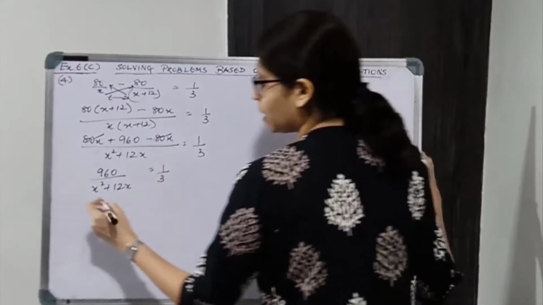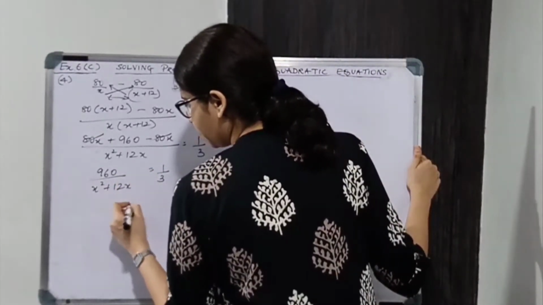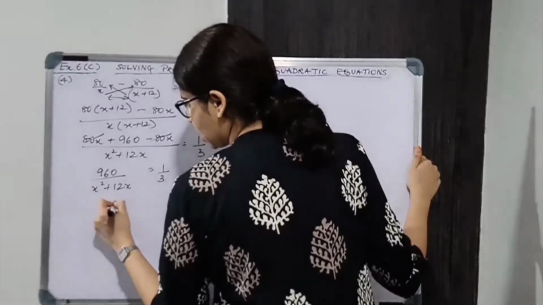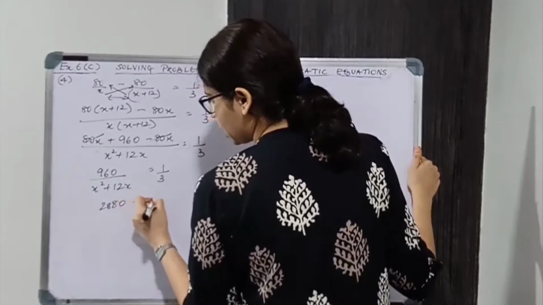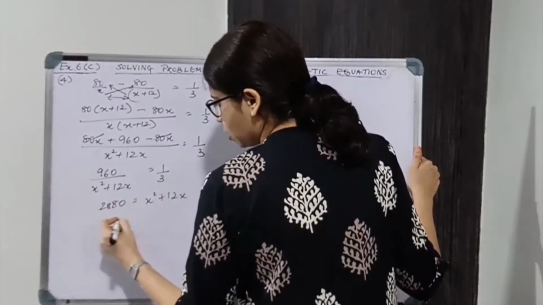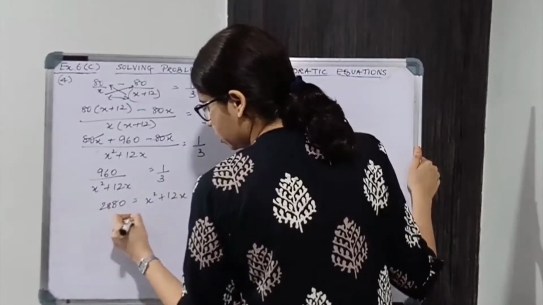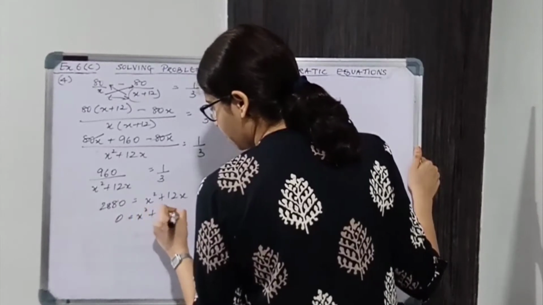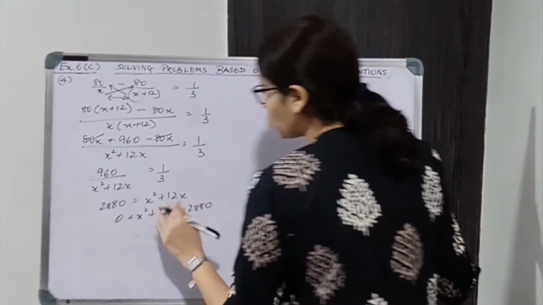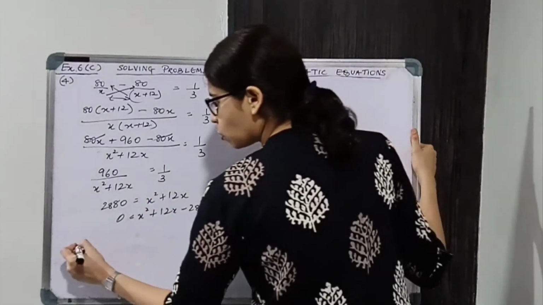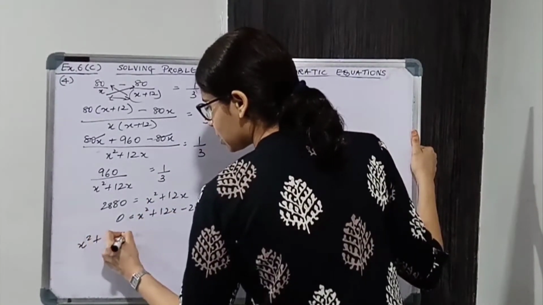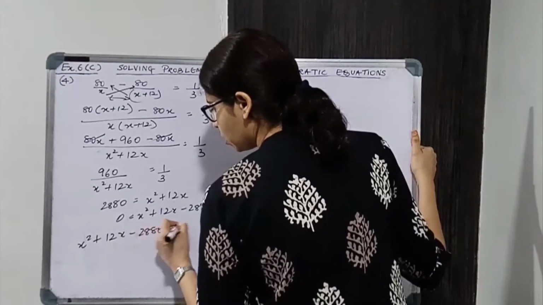Now we'll cross multiply. So 960 into 3, 0, 3 6 are 18, 1, 9 3s are 27, 28. Okay, x square plus 12x. So shifting 2880 on the other side, x square plus 12x minus 2880. We'll shift all the terms in LHS. That is basically just switch the sides. ठीक है. So x square plus 12x minus 2880 is equal to 0.